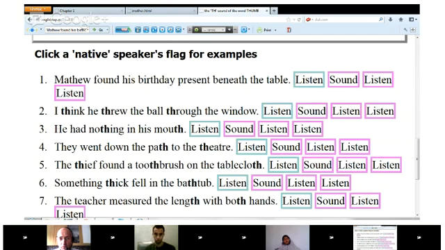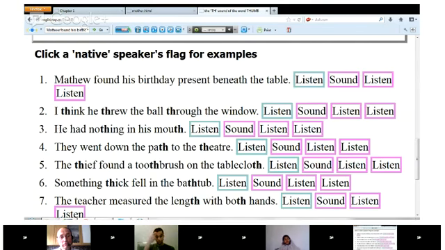So I want you to do two things before we move on. I want you to read it properly: I think he threw the ball through the window, and I want you to tell me what the past participle of throw is. So can you first do those? Try to read the sentence again, please, Alberto. Yeah. I think he threw the ball through the window.